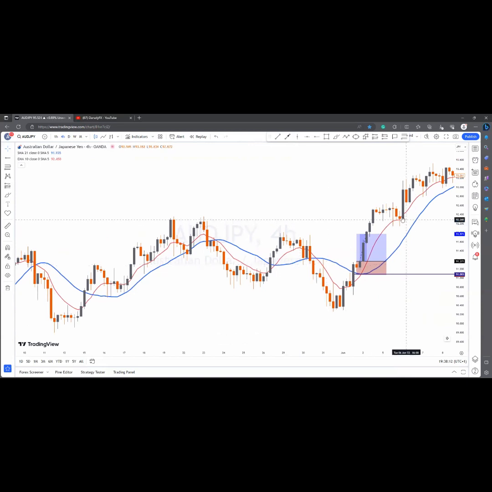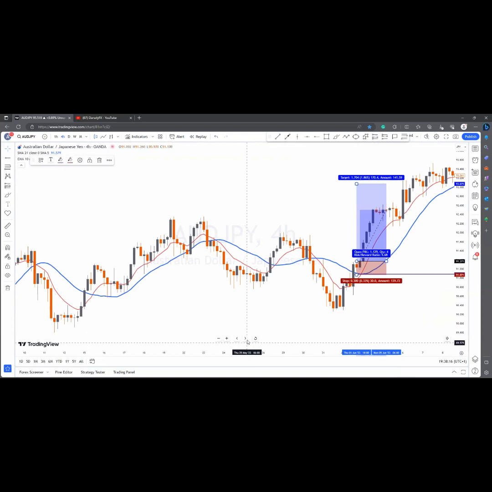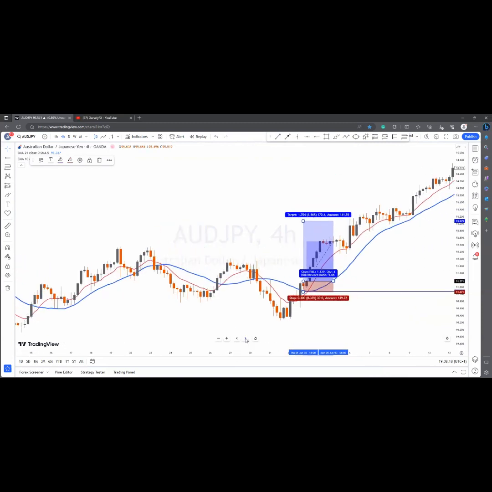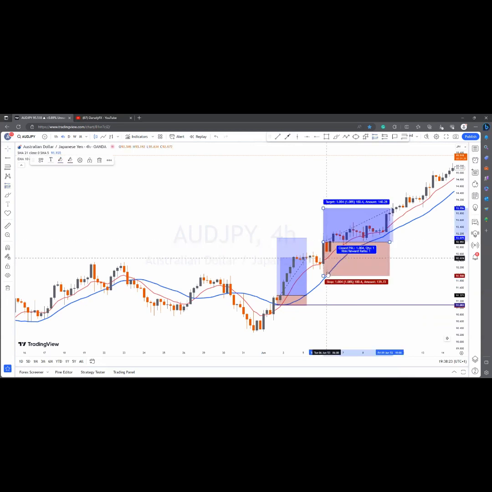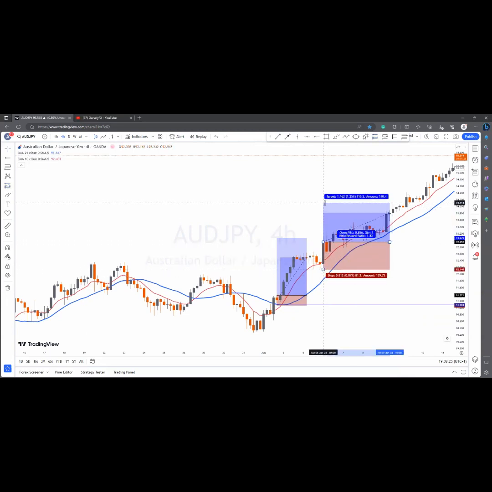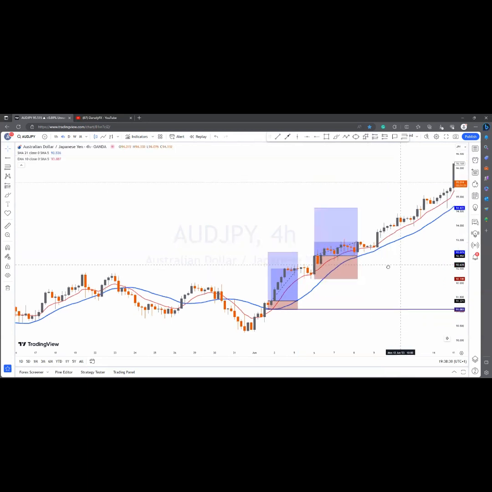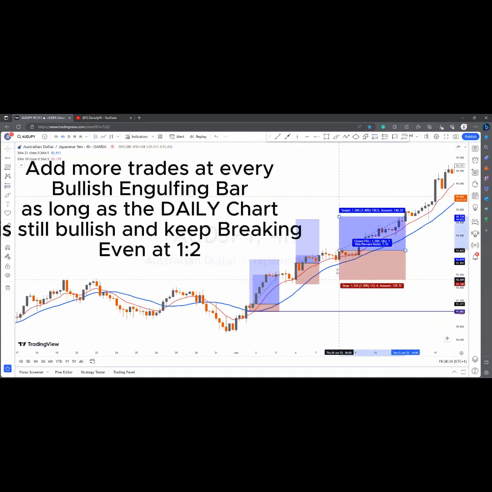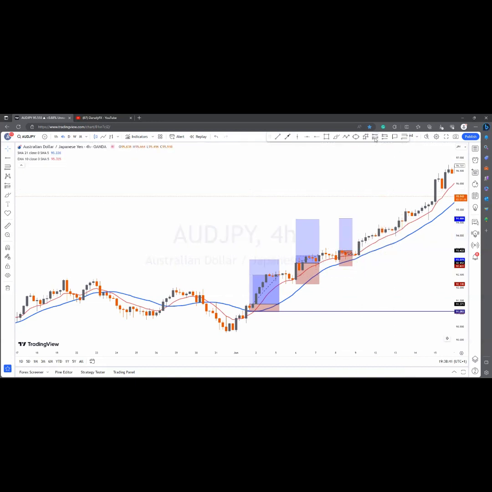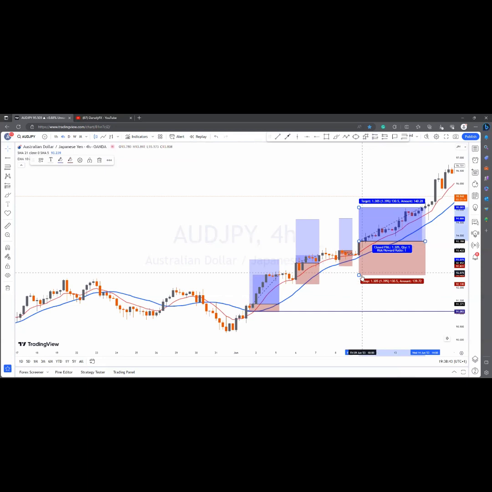You see another bullish engulfing candle here. Market kept going on. Even if you got into another trade here, you will still make profit. 1:2, you're out. So this is another bullish engulfing candle here. Look at it. As many bullish engulfing candles as you have, you keep getting into the market.